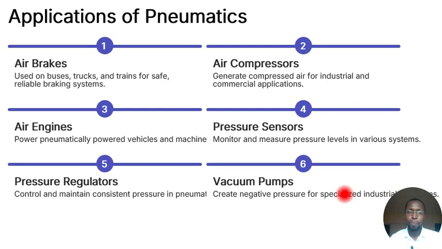Okay, so what are the other applications of pneumatics? We've already said that pneumatics makes use of air, right? So one of the areas of application of pneumatics is in air brakes. We have brakes in our vehicles, in buses, in trucks, they make use of these air brakes. Trains as well make use of this air brake for a reliable braking system.